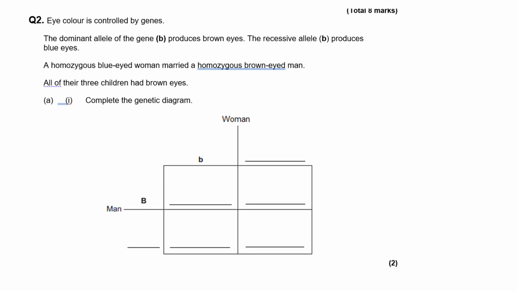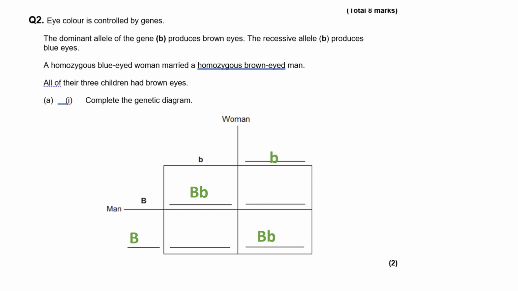So question 2 here is about eye colour, which is controlled by genes. The dominant allele of the gene, B, produces brown eyes. The recessive allele, lowercase b, produces blue eyes. A homozygous, so that's a really important word, the homozygous, so it means they've got 2 copies of the gene. Blue-eyed woman married a homozygous brown-eyed man. All their 3 children had brown eyes. Complete the genetic diagram. So, because I'm told, these come out in the wrong order.